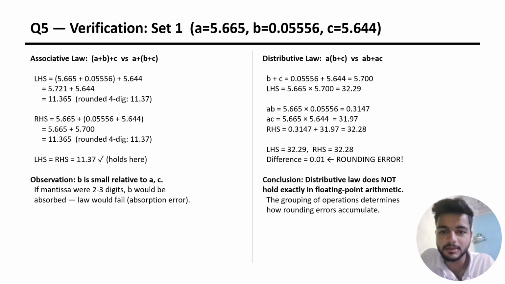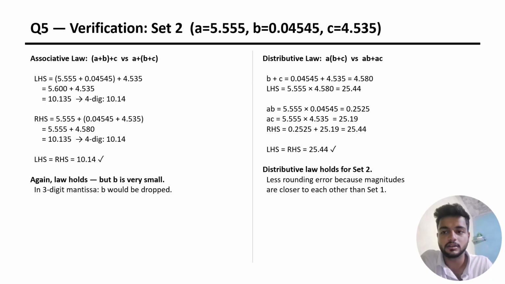Now we'll verify the distributive law for a, b, c of the given set 1. Here b + c becomes 5.7, LHS becomes 32.29 and RHS becomes 32.28, which is a rounding error. So there is a difference of 0.01. Conclusion: the distributive law does not hold exactly in floating point arithmetic, because when we multiply, a loss of more significant digits happens. The grouping of operations determines how rounding errors accumulate.